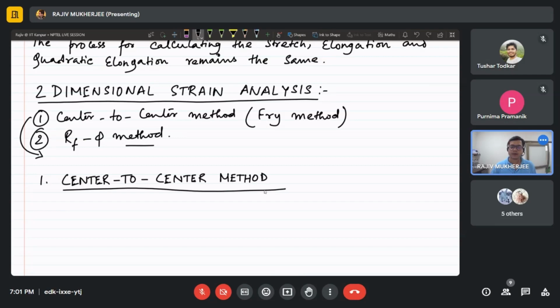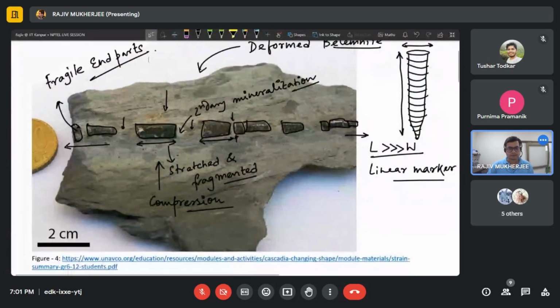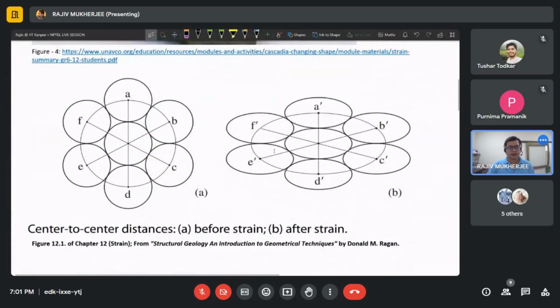Okay, so now let us go back to another image. Right, so I guess all are seeing this image. Now let us understand this very carefully. This method of center to center distance does not essentially consider the shape of the initial markers.